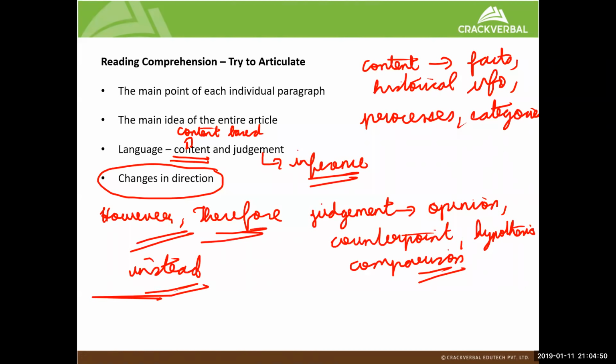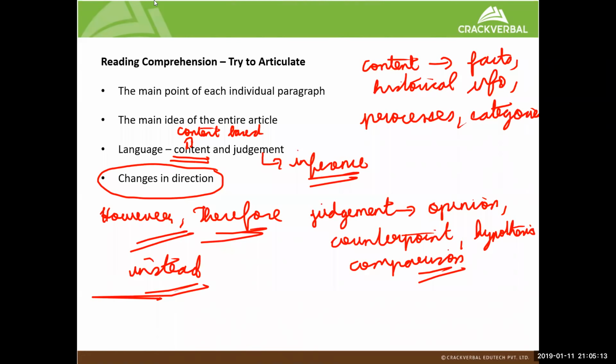So when you read any article, do these four things. Figure out the main point in each individual paragraph and the main idea of the entire article. Look for language, split it into content-based language and judgment-based language, and look for changes in the direction of thought. Look for those kinds of words. Got this?